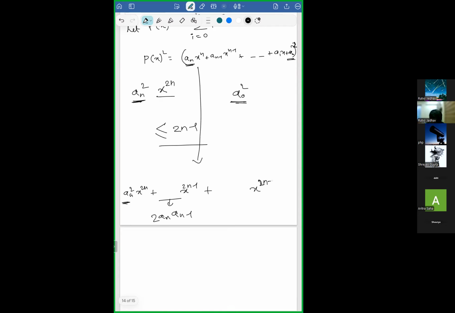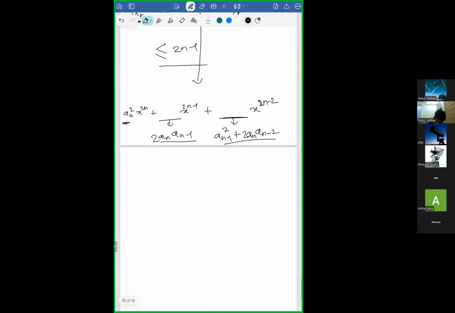Similarly, we can write the term for 2n minus 2. It would be now 2n minus 2 is n minus 1, 2 times n minus 1. So it would be a n minus 1 square plus 2 a n a n minus 2, right, 2n minus 2. Wait, what? Okay, true, my bad. Yeah, so this is the coefficient for this.